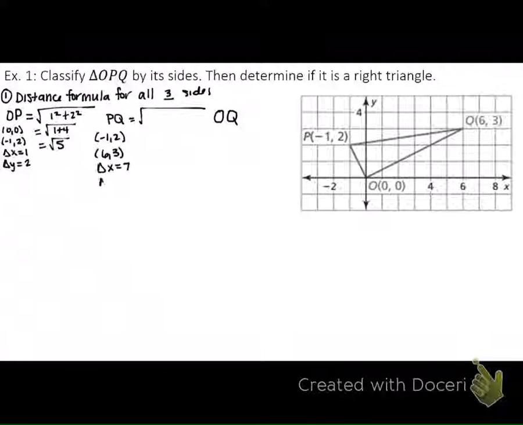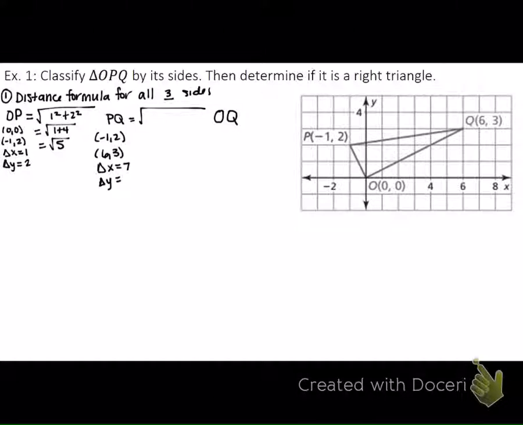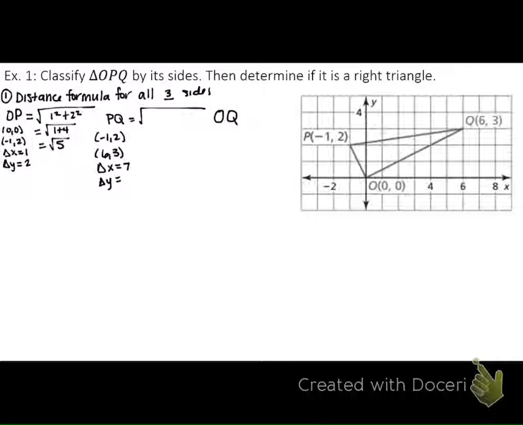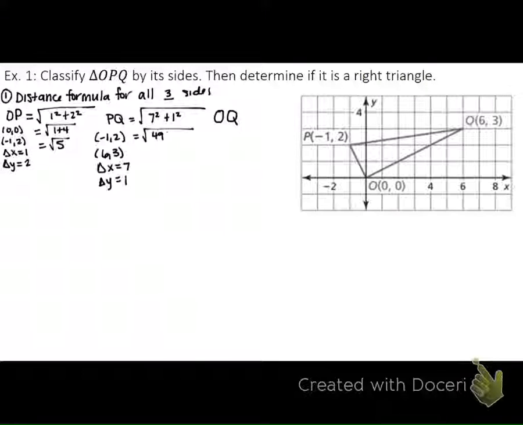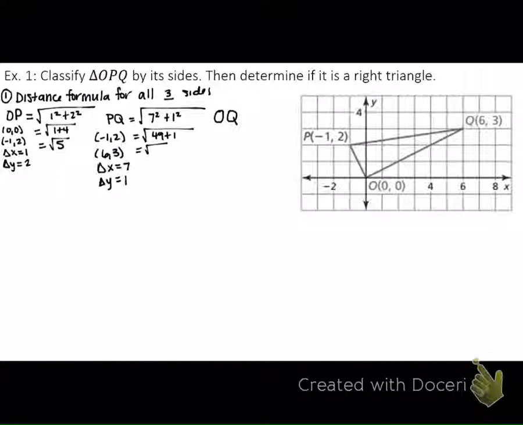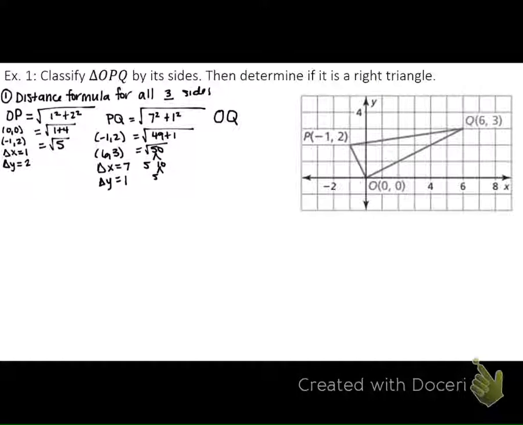Carmichael, how about the change in y for PQ? 1, 2 to 3 is 1. So that's 50. We can do a factor tree for 50. 5 times 10 is 50, right? 5 times 2 is 10.